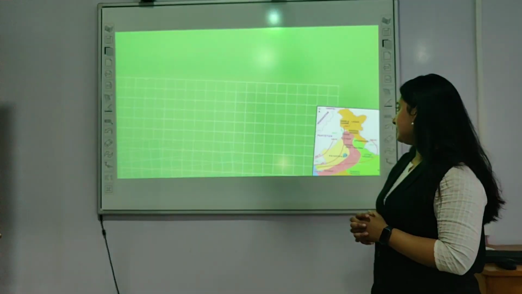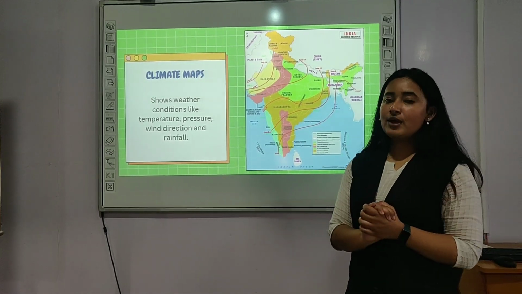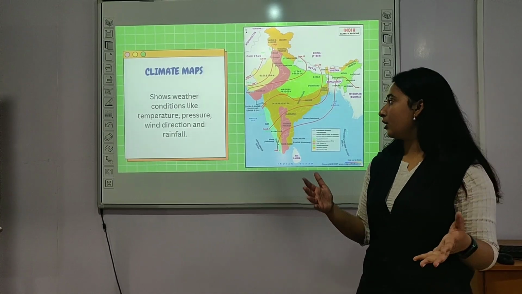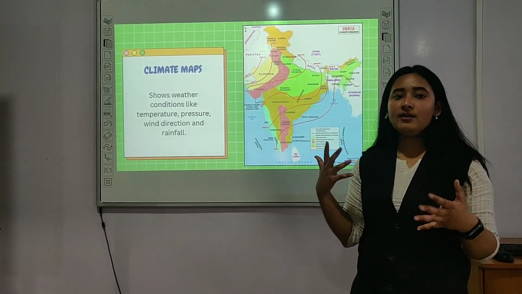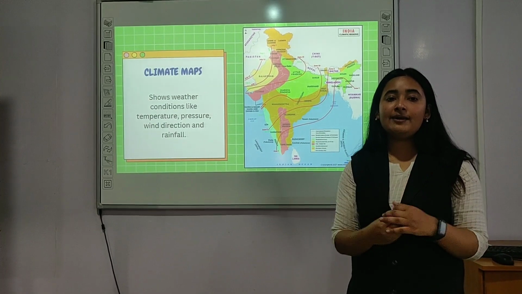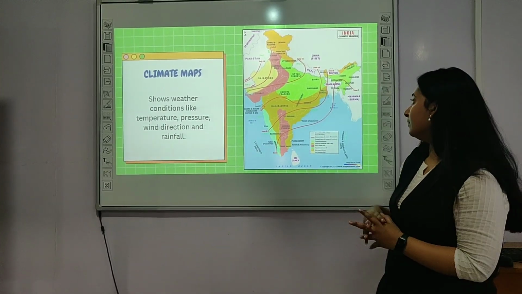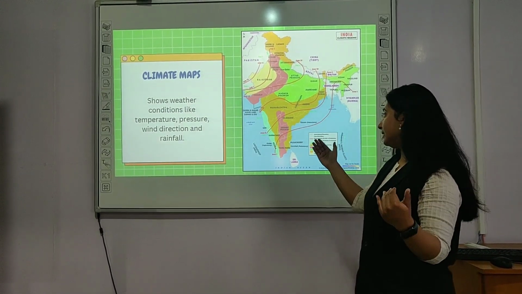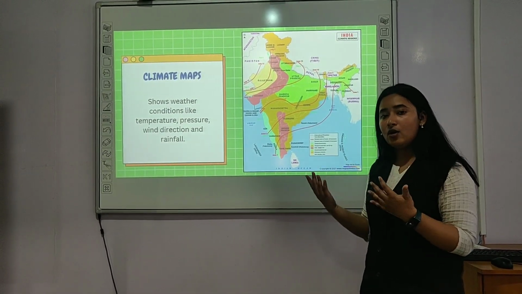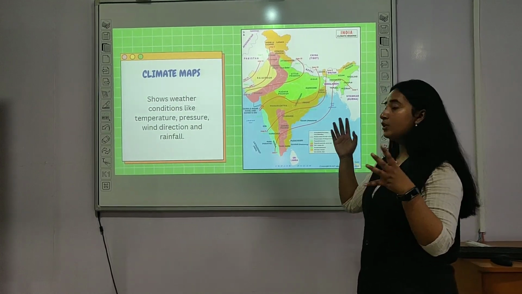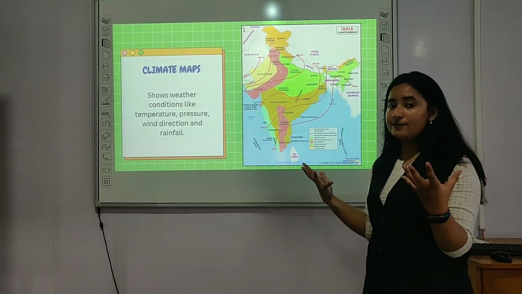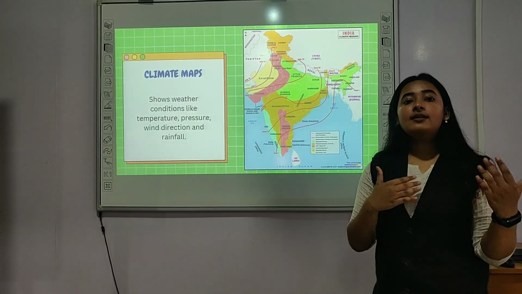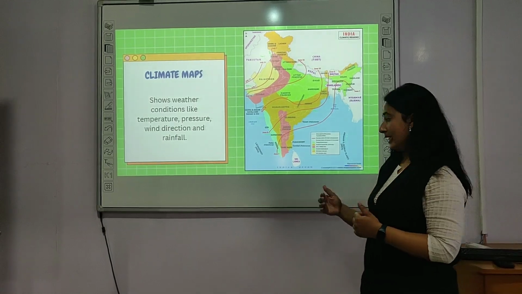The next is the climate map. So as its name suggests, the climate map shows weather conditions like temperature, pressure, wind direction and rainfall. These are the maps used by weather reporters usually. So here we can see where and how the wind would flow, from which side to which side, the movement of any cyclone, the waves, how the temperature is going to be, the heat waves, or how the rainfall is going to travel through. So it shows us the climate of different areas.